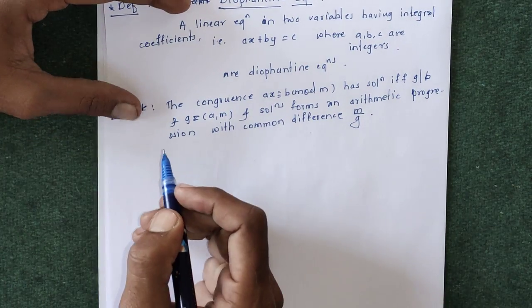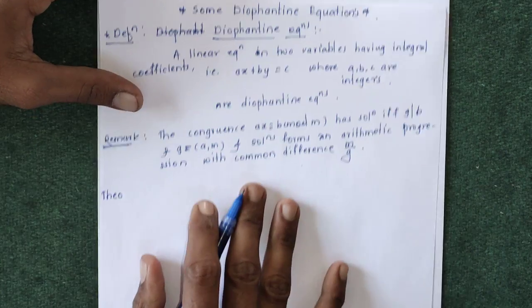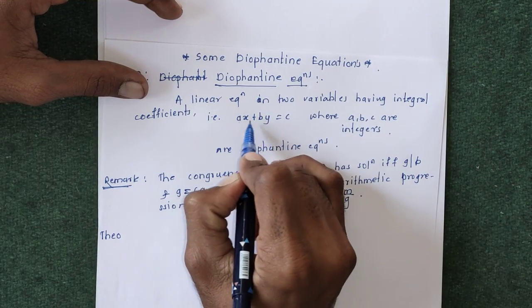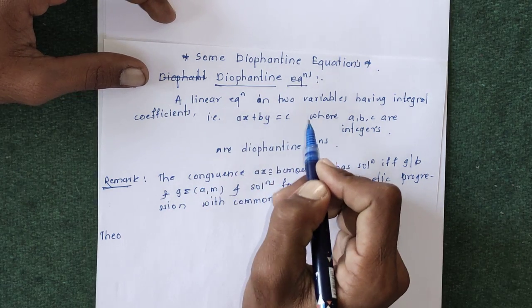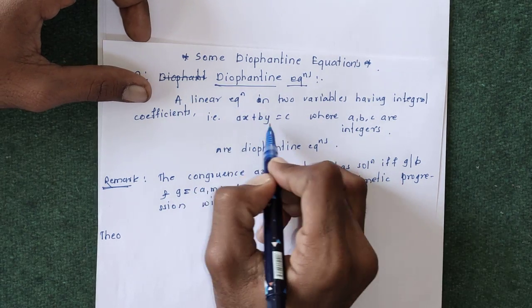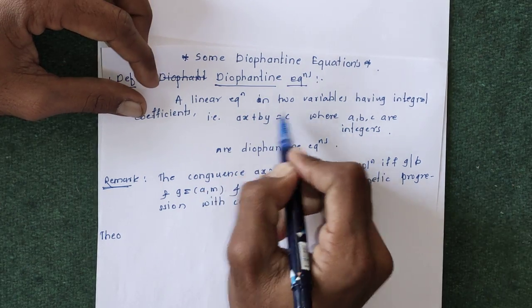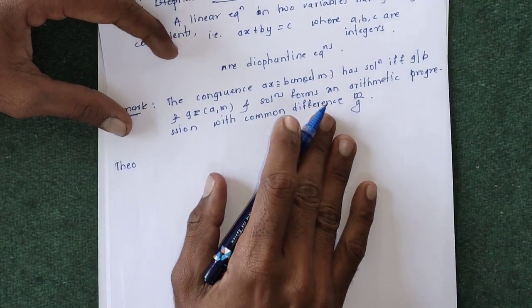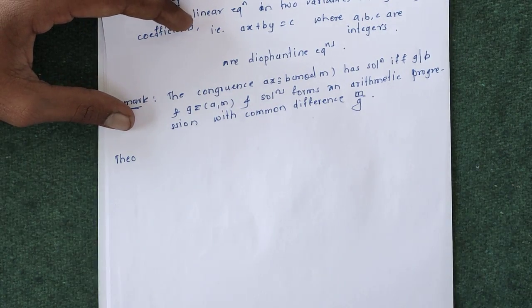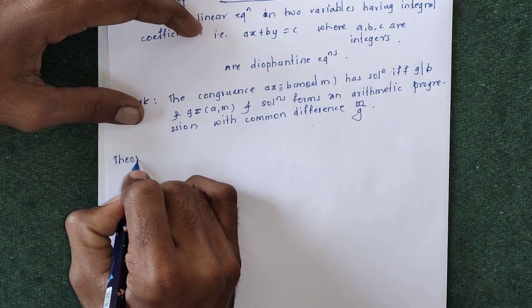So first of all, we will take one theorem of these Diophantine equations. The Diophantine equation means the equation of the form ax plus by equals c, where a, b, c must be integers. The next theorem will give us the idea of when this equation has a solution and when it has no solution.